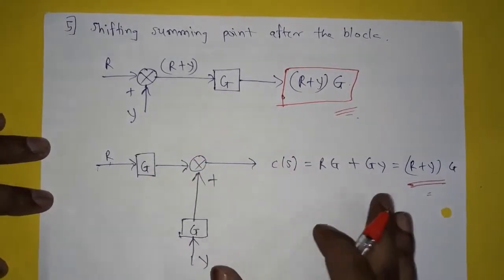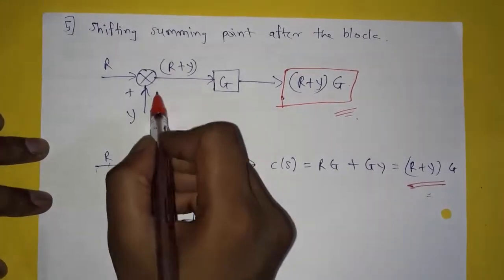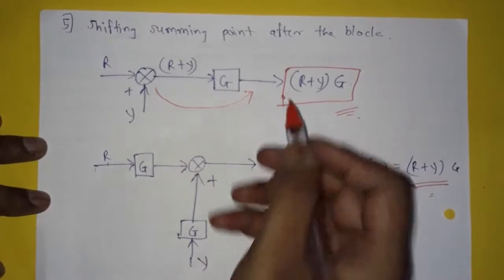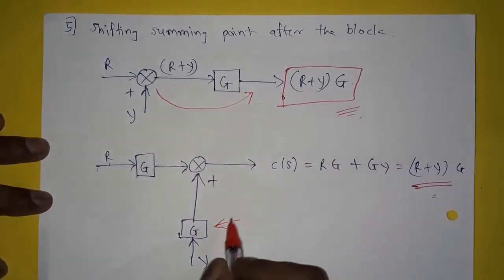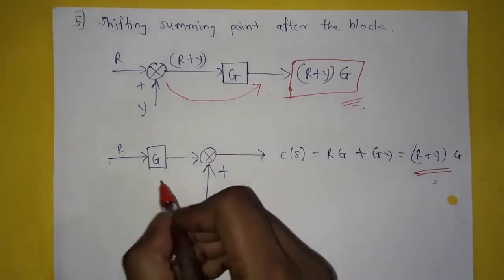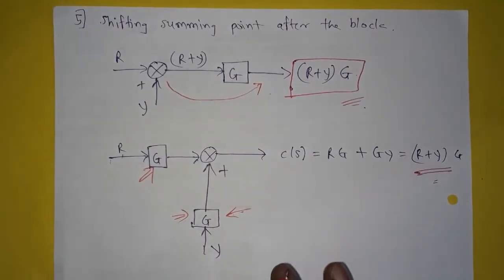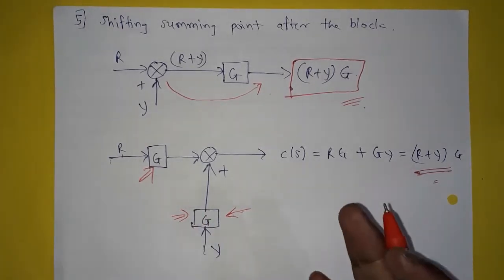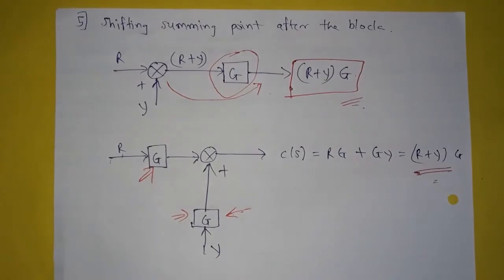In shifting the summing point after a block rule, we only need to shift this summing point after the block and add a block same as this, that is, the block after which we have shifted our summing point, that is this one. This is called the shifting summing point after the block rule.